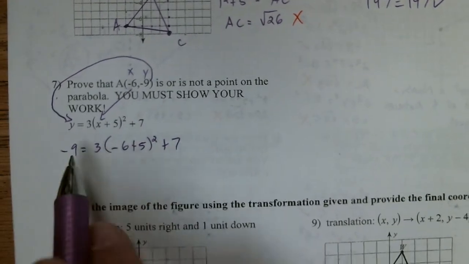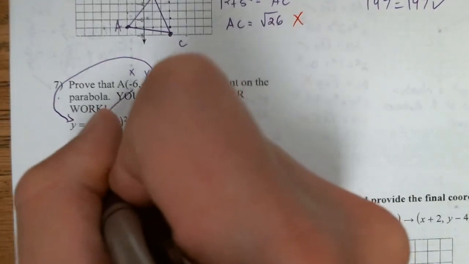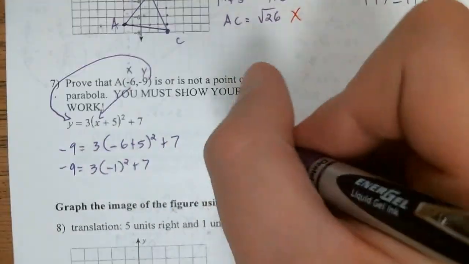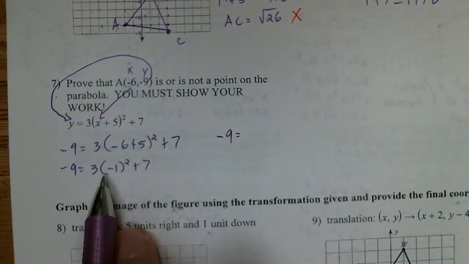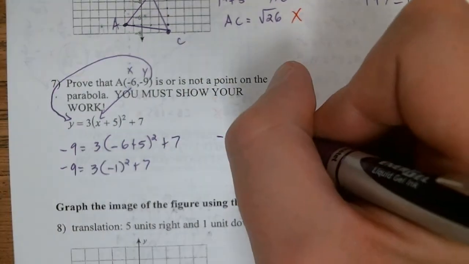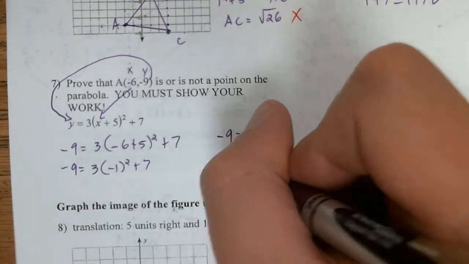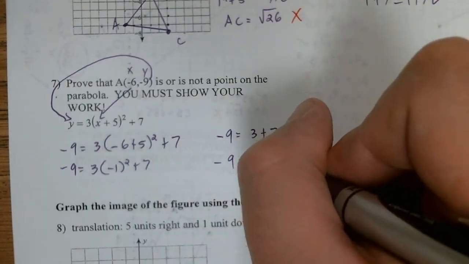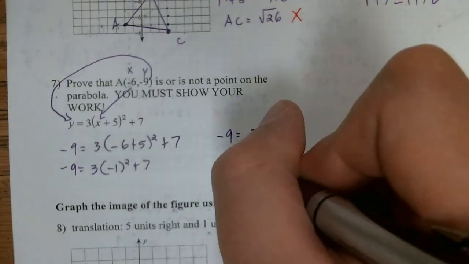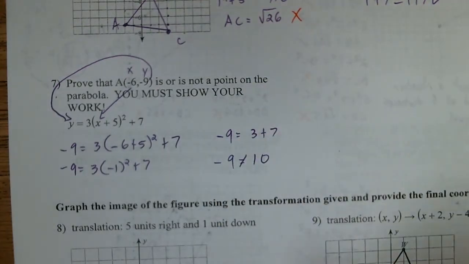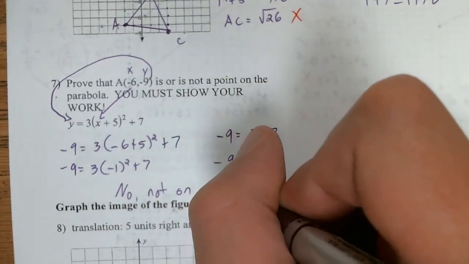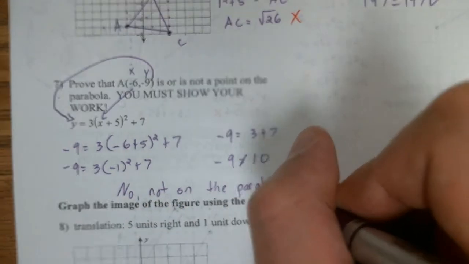There we go. All right, so I've got -9 equals 3 times, that's going to be -1 squared plus 7. So I've got -9 equals, that's just 1, so that's just 3 times 1. So I get -9 is equal to 10. Does -9 equal 10? Nope. No, it doesn't. So I would say no, not on the parabola.